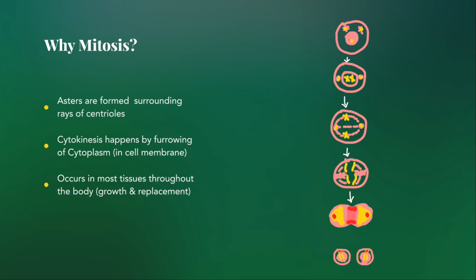Now, what is the significance of mitosis? Mitosis helps in growth, the formation of new cells. It helps in repair, the repair of wounded tissue. It helps in replacement of the old and dead cells. It helps in asexual reproduction, where only one parent is involved, giving rise to two daughter cells.